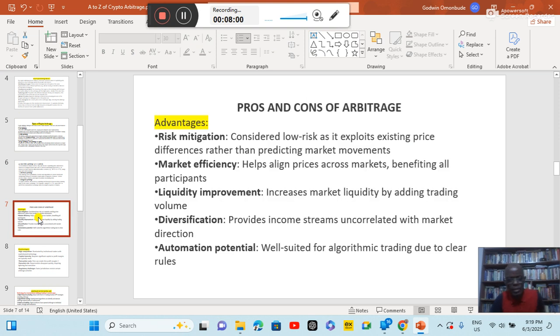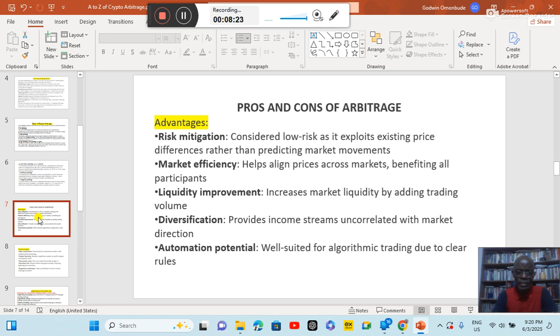What are the pros and the cons of arbitrage trading? Number 1 is risk mitigation. Consider the low risk, as it exploits existing price differences rather than predicting market movement. Number 2 is market inefficiency. It helps to align prices across markets, benefiting all participants.